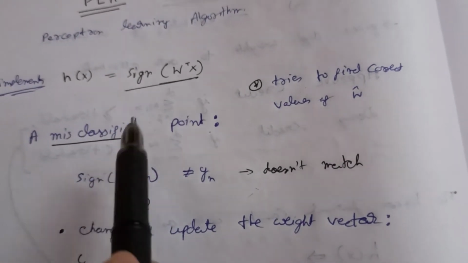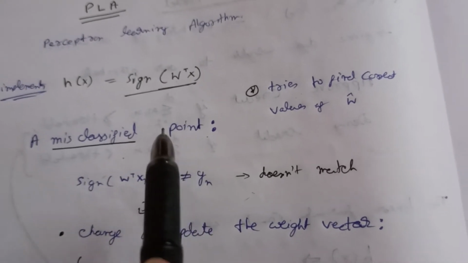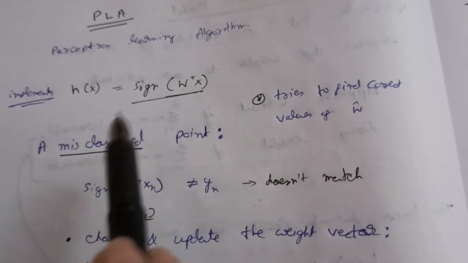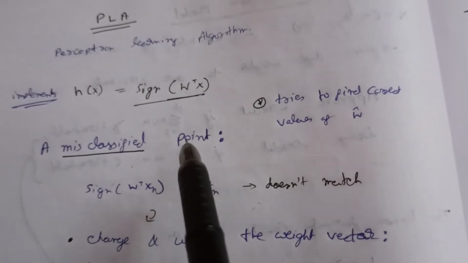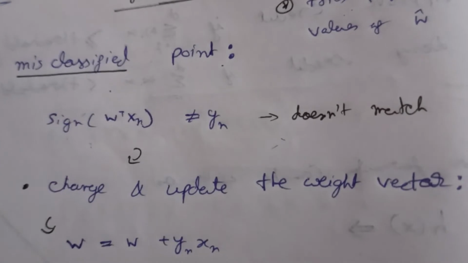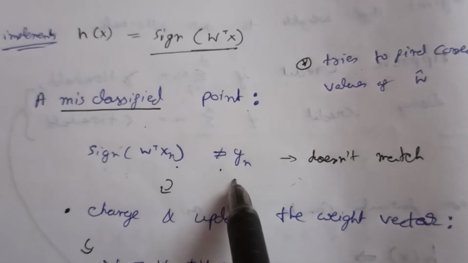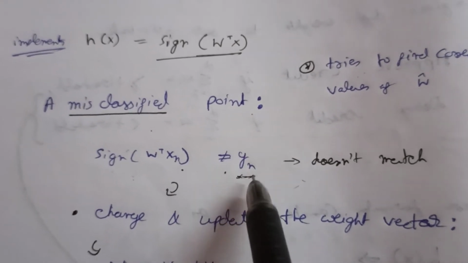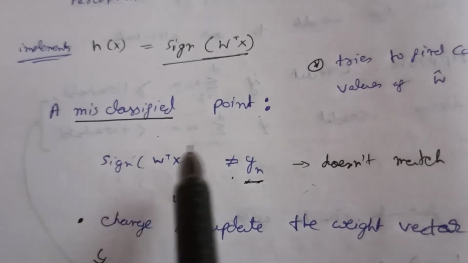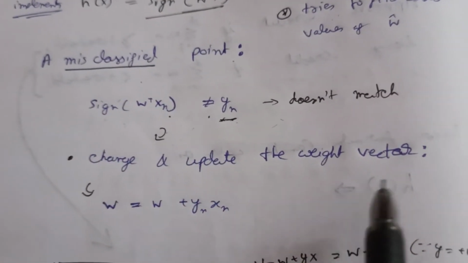What do we mean by misclassified? If a point is actually +1, and our algorithm or machine shows it as -1, then we need to modify our algorithm so that it becomes correct. So suppose for a particular point xn, the sine of w transpose xn does not match our actual value yn. This is the actual data yn, and this is what our learning hypothesis is producing. If these two do not match, then we need to update the weight vector.